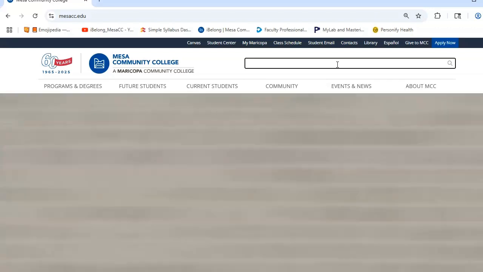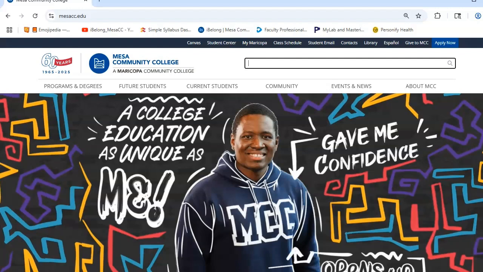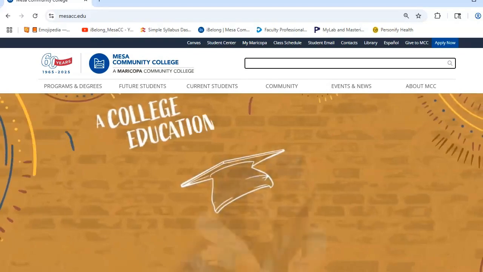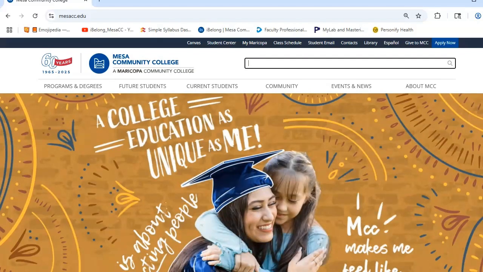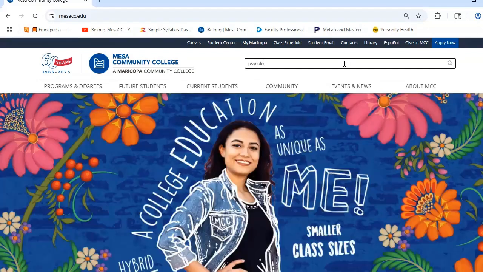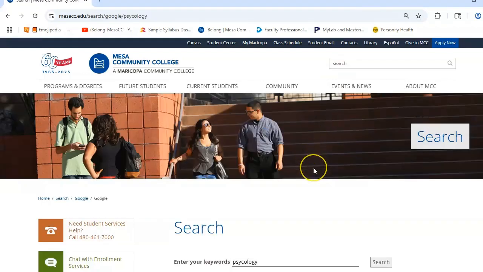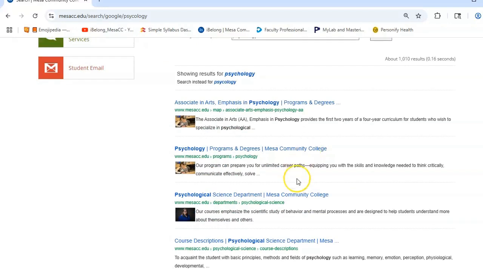It could be your bachelor's or even your graduate degree. In the search bar, type your major. So you can pick whatever your major is. I'm going to put it here in the search bar, and I will choose psychology. Then you'll get a lot of search results, but the one you're looking for is the one that says programs and degrees. I'm going to click on that.